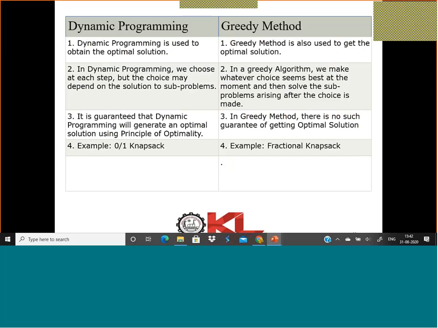solution to a subproblem. See here, in dynamic programming, what exactly we are doing is, whatever decisions you are taking, they are not error-free decisions, or not 100% correct decisions, in the dynamic model. In dynamic programming, the decision is changing with the steps. Whereas in the greedy model, what you observe is that whatever decisions you are taking are error-free decisions.